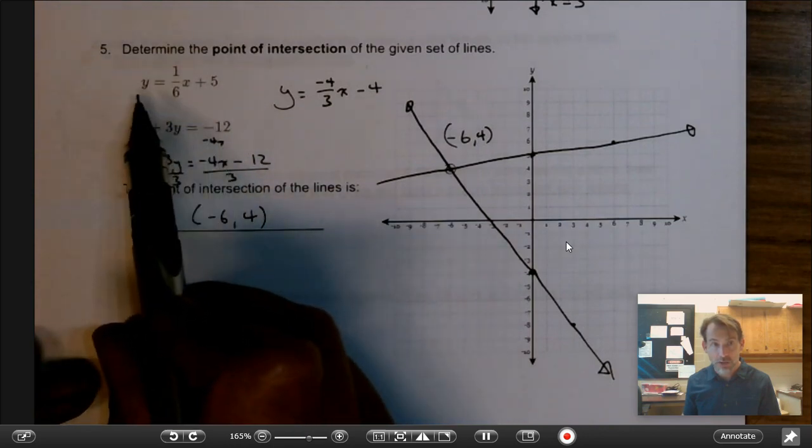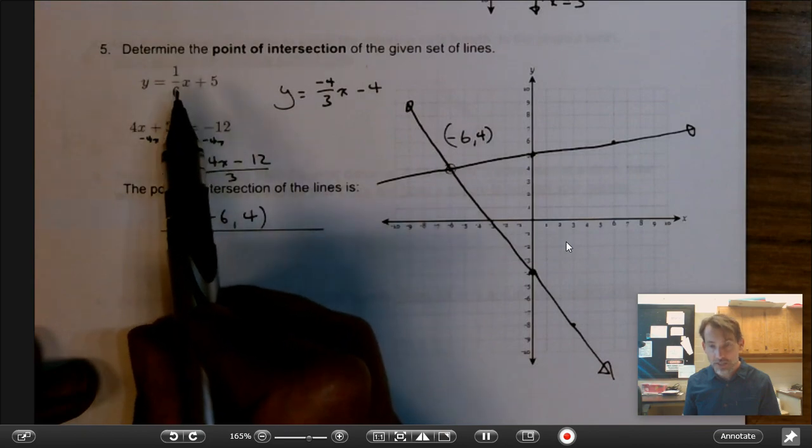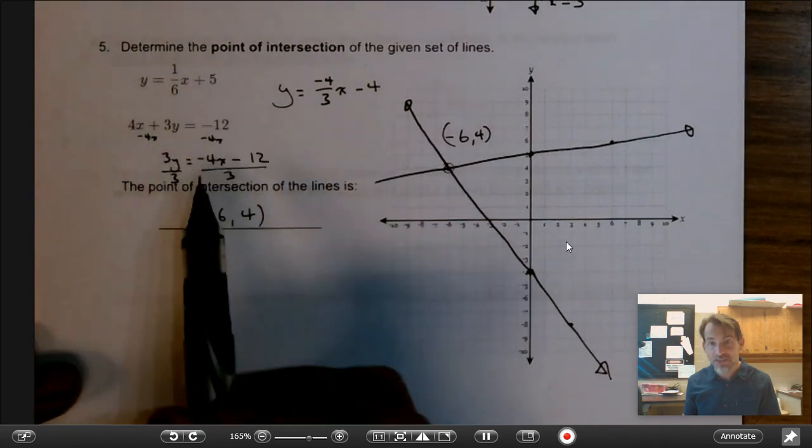Let's check it over here. Y is 4. Okay, if x is negative 6, then you have negative 6 times 1/6, which is negative 1, plus 5 is indeed 4.